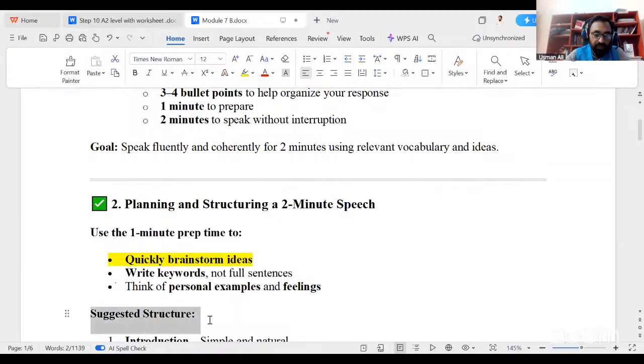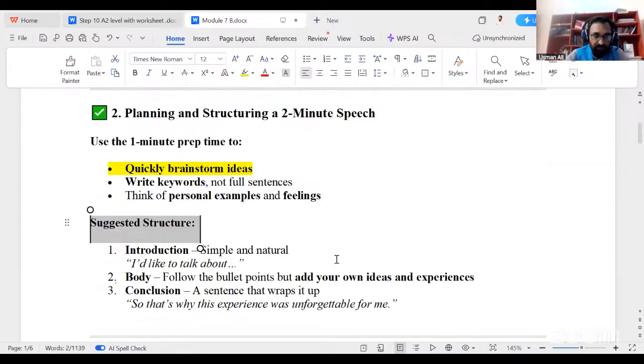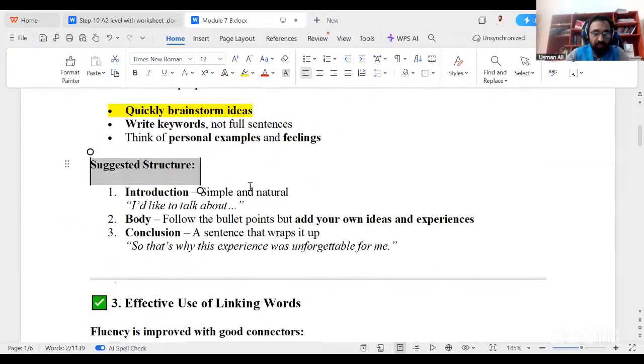Suggested structure. Now I will tell you about the structure. Introduction. The introduction must be simple and natural.